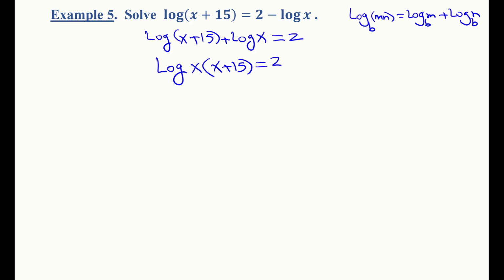We get this. Now, this is where you need to be careful, because this is where we're ready to go to exponential form, but you have to remember, a lot of students make the mistake at this point.